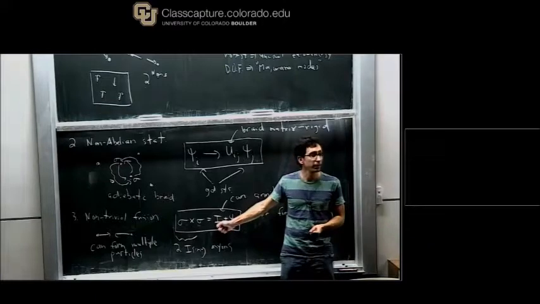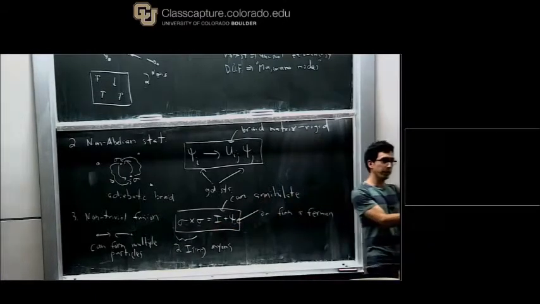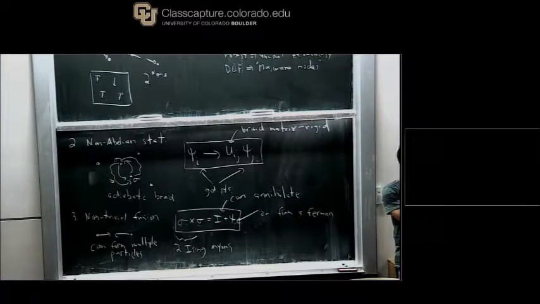I only have access to the identity fusion channel, which makes some sense, because if I just had 2, the only possible way in which I could have formed those was pulling them out of the vacuum. And if I just bring them back together, I'm bound to return to the vacuum. But it's different if I have, let's say, 2 pairs of Ising anyons.